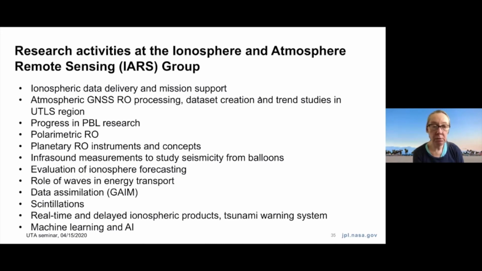Also, we worked on scintillation, ionospheric scintillation. It's due to density irregularities in the ionosphere, and tsunami early warning systems. And we're also quite interested in machine learning right now. So that's a brief summary of what we do.